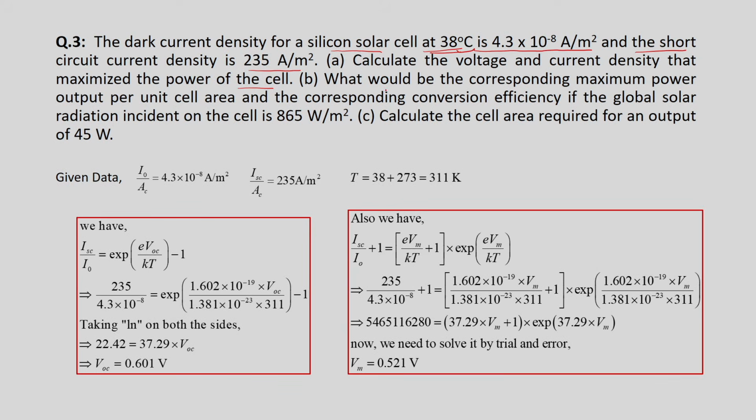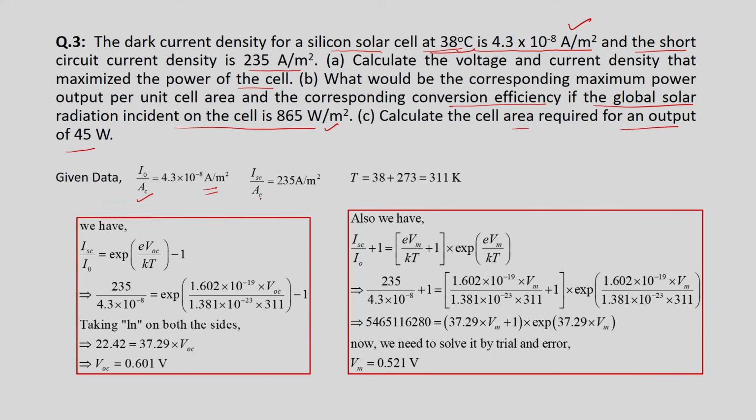Then in the second case, we need to calculate the corresponding maximum power output per unit cell area. That means the power density, and then the corresponding conversion efficiency, if the global radiation incident on the cell is 865 watt per meter square. Also, in the third case, we need to calculate the cell area if the output power is given as 45 watt. What is given here is I naught by AC as 4.3 into 10 to the power of minus 8 ampere per meter square.